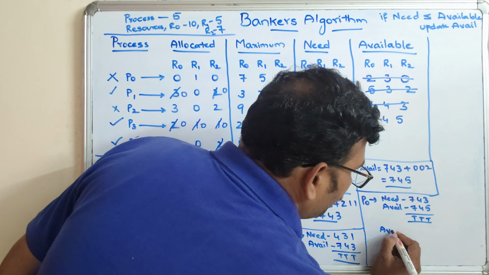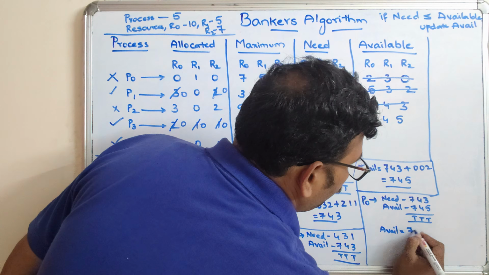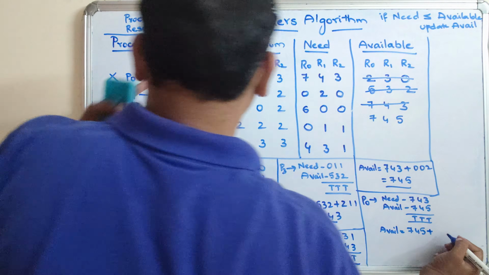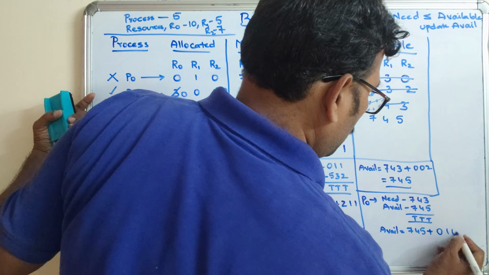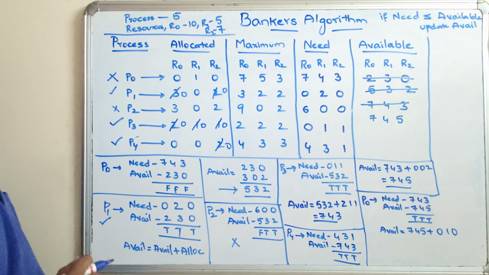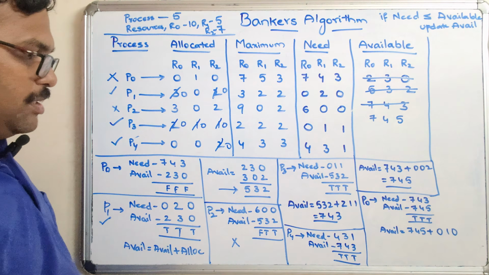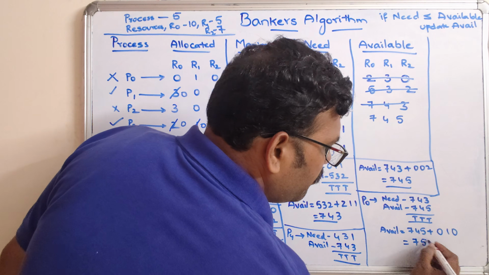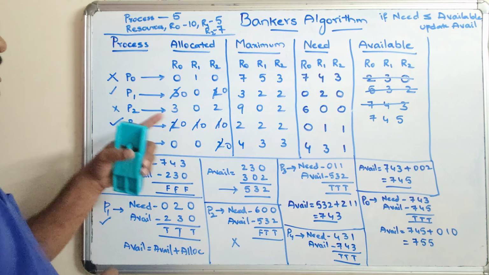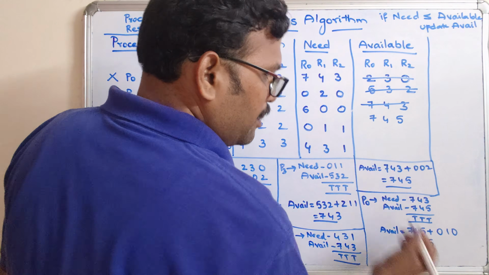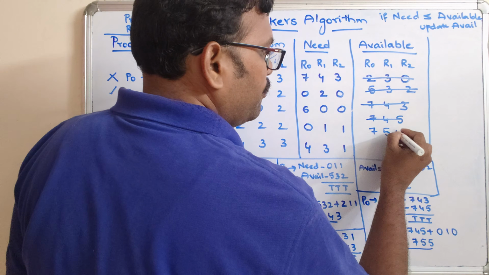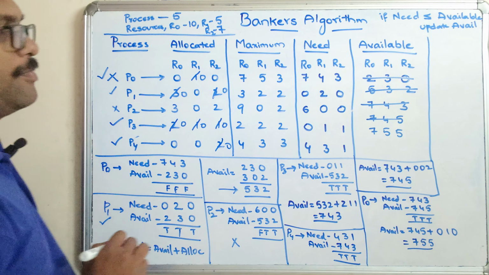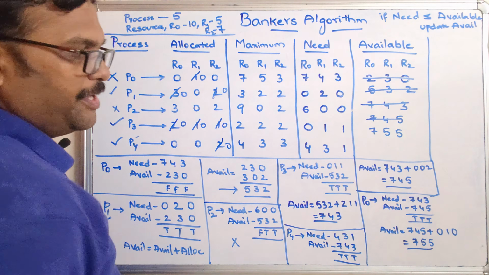Now we need to update the available resources. Available resources will be 7, 4, 5 plus whatever resources are allocated, 7, 0, 1. Sorry, 0, 1, 0. Okay, 0, 1, 0. This becomes 7, 5, 5. 7, 5, 5, right? So this becomes 7, 5, 5 and this is completed and this becomes 0.